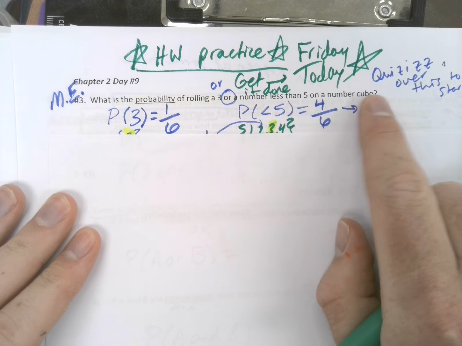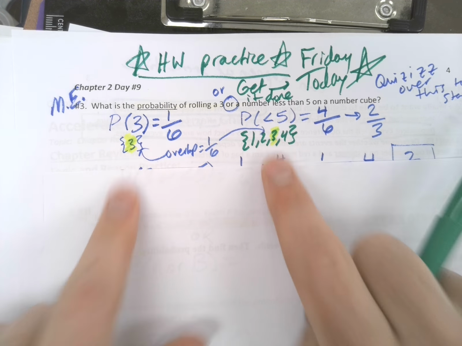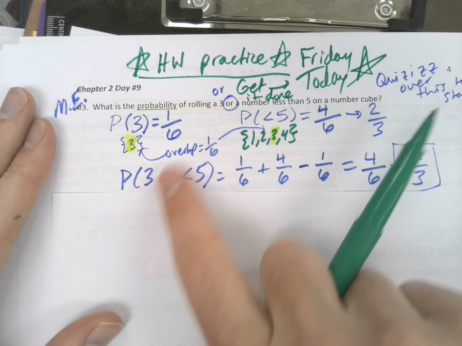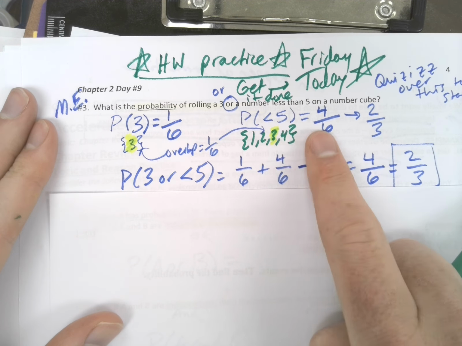Wait a minute, we've got an overlap here. 3 shows up in both these sample spaces. So then we have to subtract out that overlap because right now we're counting 3 twice. So we say, okay, the probability of getting 3 is 1/6, plus the probability of getting a number less than 5 is 4/6. Subtract the 1/6, and it turns out that really the probability of getting less than 5 already covers this. You can subtract out that 1/6, and so you have a 2/3 chance of getting either 3 or a number less than 5.